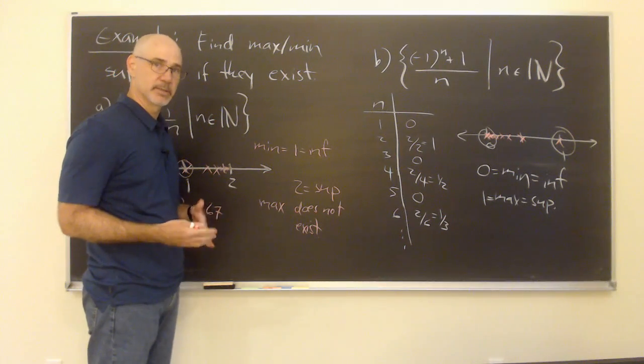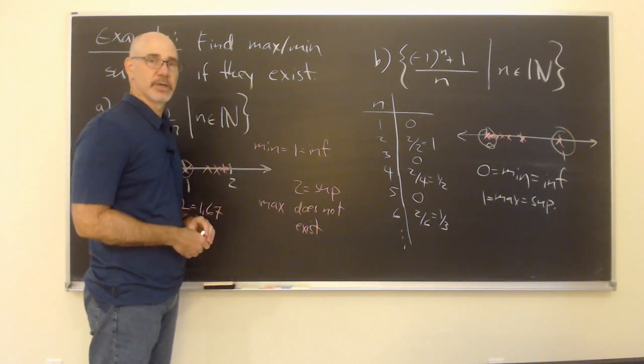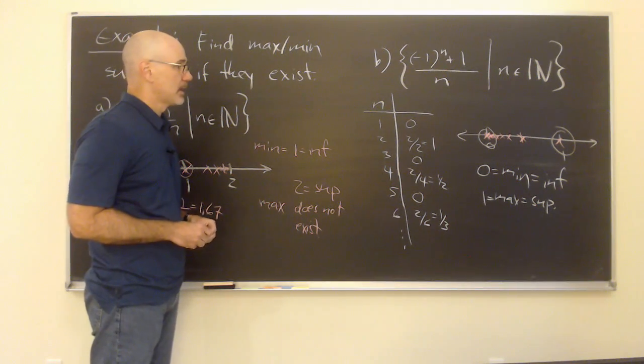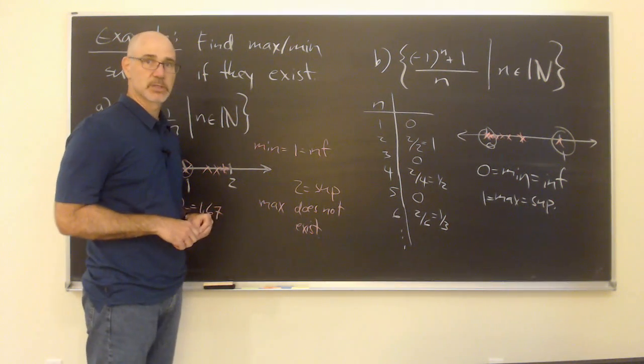So those are just a couple of examples of taking a set, putting it on a number line, examining what you get, and trying to see if you can sort out the max, min, supremum, and infimum. We'll have a few of these on the problem.